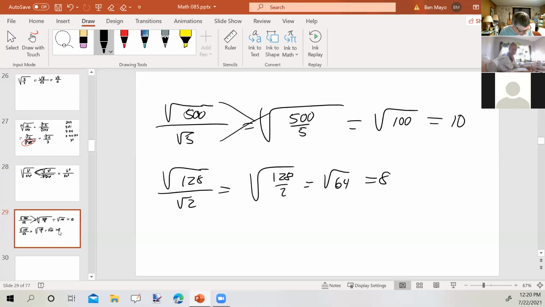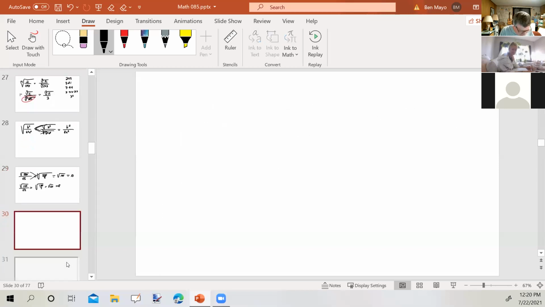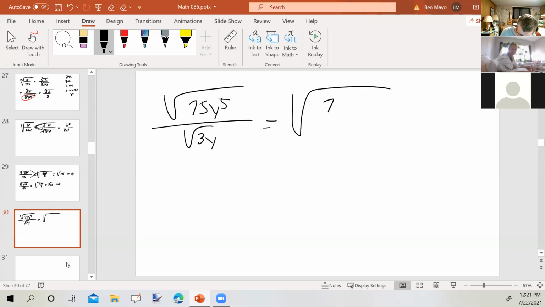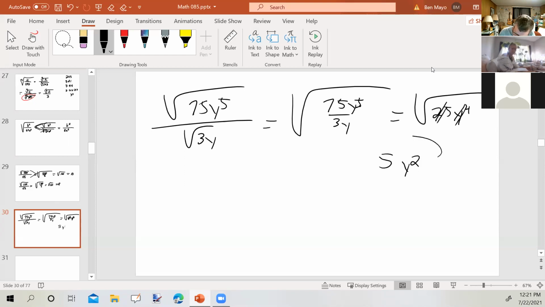Okay, what about this one? The square root of 75 y to the 5th over the square root of 3y. So that would be the square root of 75 y to the 5th over 3y, all inside the same radical. But 75 over 3 is 25, and y to the 5th divided by y to the 1 is y to the 4th power, and that would be 5y squared outside.